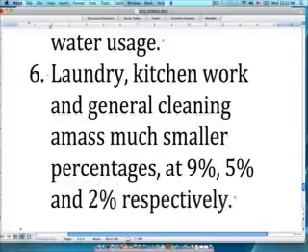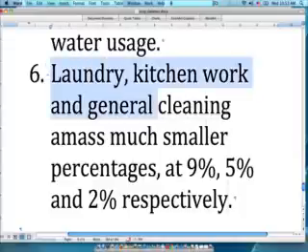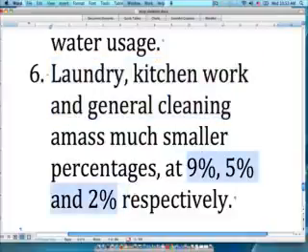And I'm going to stick in the word respectively. And the word respectively just means that we've given a list of figures in the beginning of the sentence here, and we've given a list of values for them at the end of the sentence. And all we're saying is that the order of these match the order of these. So 9% matches with laundry, 5% matches with kitchen work, and 2% matches with general cleaning. Okay, so that finishes the paragraph in our response that describes the first data source in detail.